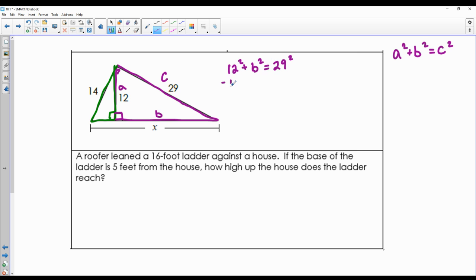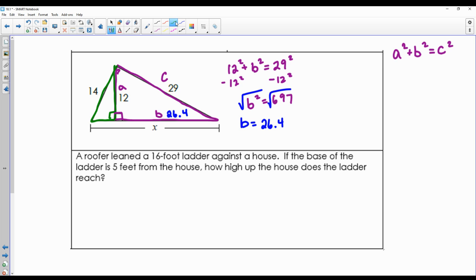All right, so we subtract 12 squared from both sides, and B squared here is going to equal, grab our calculator, 29 squared minus 12 squared is 697. All right, go ahead and find B. We don't want B squared, we want just B, so we're going to take the square root of both sides, and the square root of 697 is 26.4. Okay, so this side right here, that side on the bottom is 26.4.